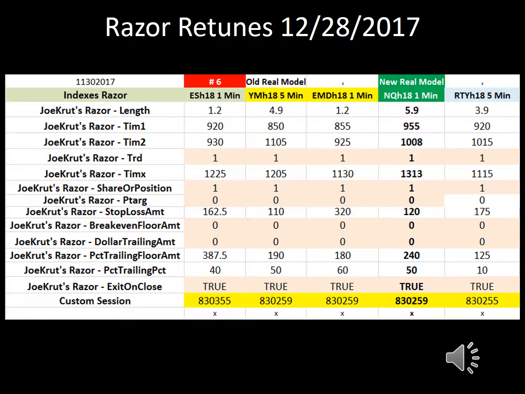And I also had previously traded the mini Dow on Razor. So Razor's kind of my favorite right now for this particular market, and we'll review that when we get into the performance a little bit.